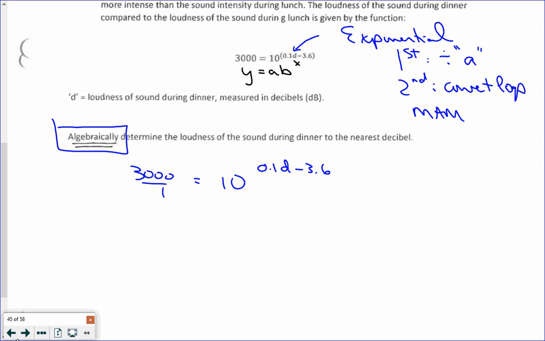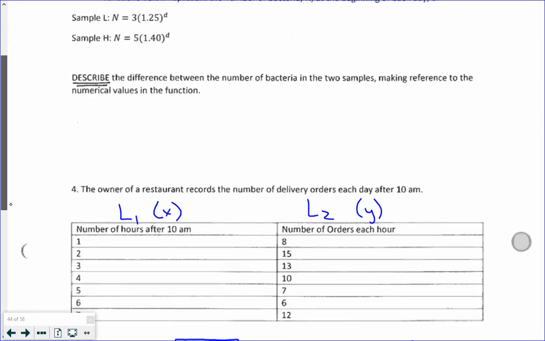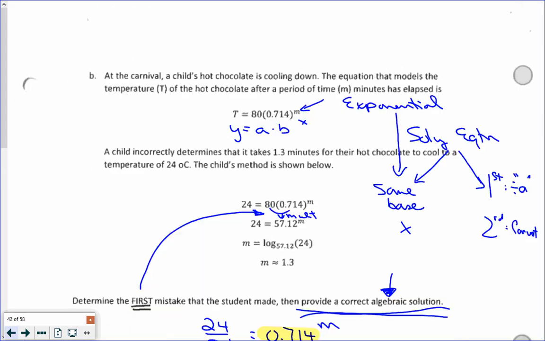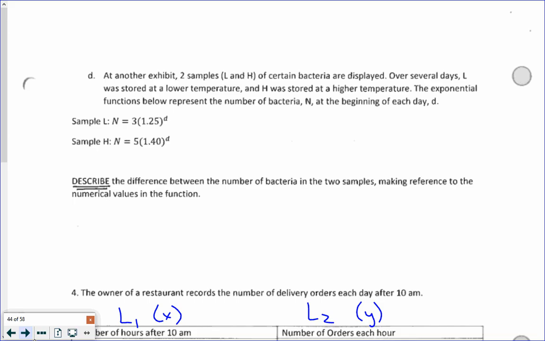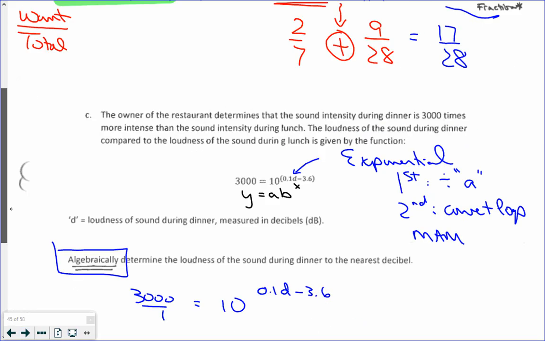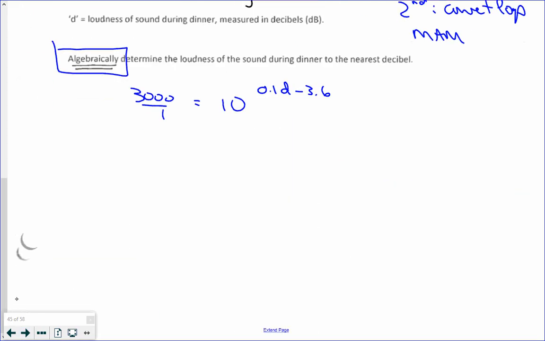On that last question I did, here, we had an A value. So here I had to divide by 80 because I had an A value. So I divided both sides by 80. I had a number in front of the base. Here, I don't have a number in front of the base, so it's pointless to divide. Convert this to logs.